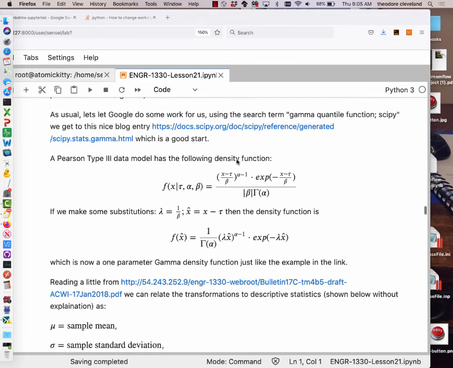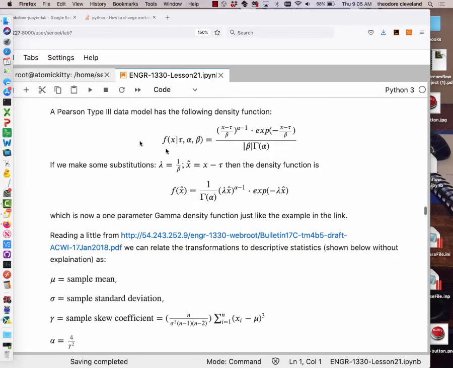So we're going to let Google do some work for us, and if we search the term gamma quantile function SciPy, we get this nice blog entry, which is a good start. Here's what the Pearson type 3 density function looks like. It's this thing here with the cursors.